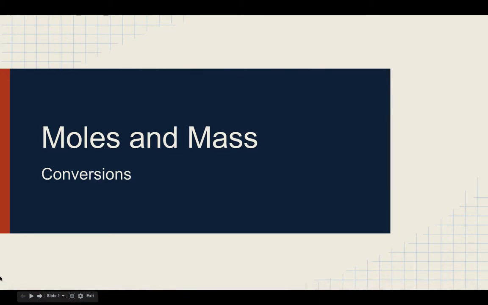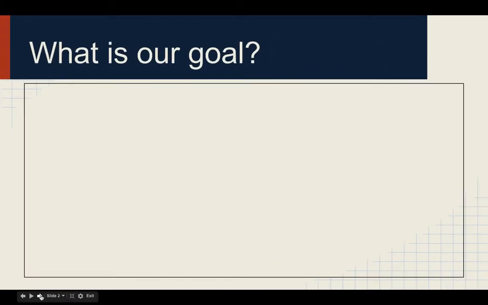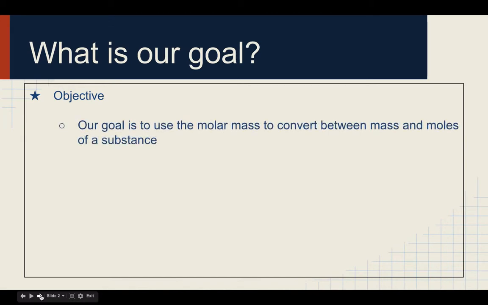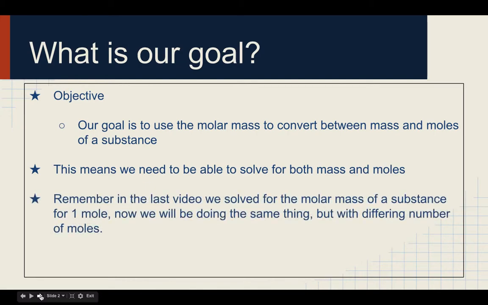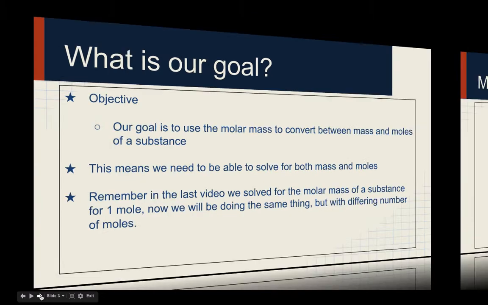So yesterday we worked on the molar mass, so today we're going to move forward a little bit. What is our goal today? The objective today is to use the molar mass to convert between both mass and moles of a substance. Before, we were just working with 1 mole, now we're going to be able to elaborate on that. So this means we need to be able to solve for both mass and moles, and hopefully you remember that in the last video we solved for the molar mass of a substance for 1 mole, and now, like I said, we'll be able to do it with a number of different moles or different grams.